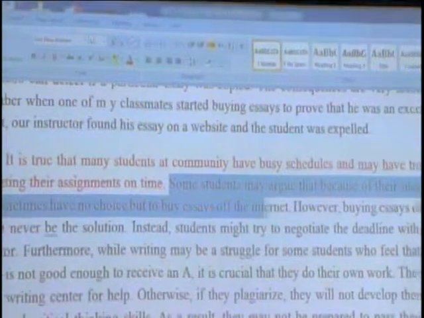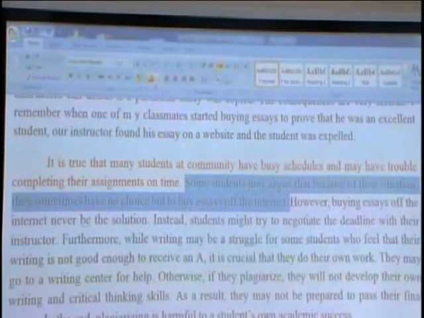It is true that many students at community have busy schedules and may have trouble completing their assignments. What is this? Some students argue that because of their situation, they sometimes have no choice but to buy essays from the internet.